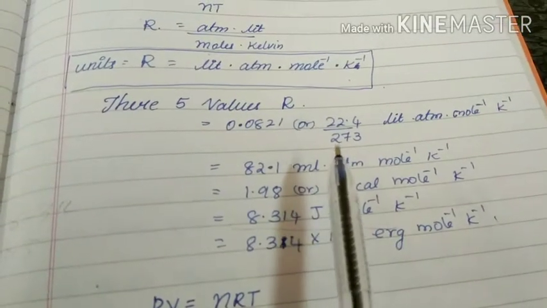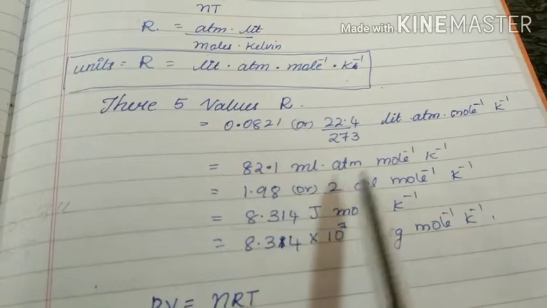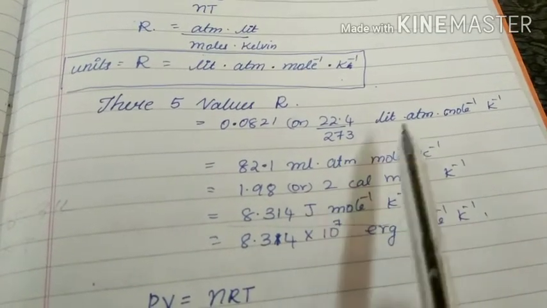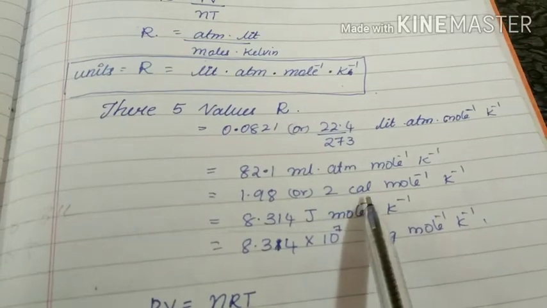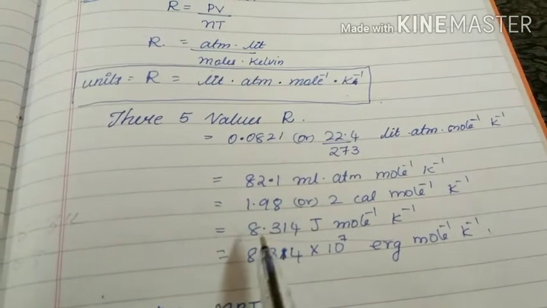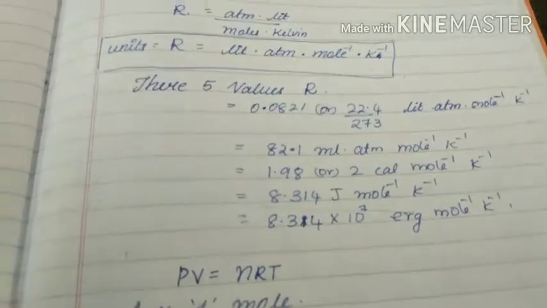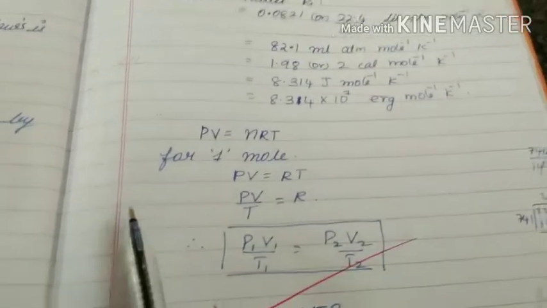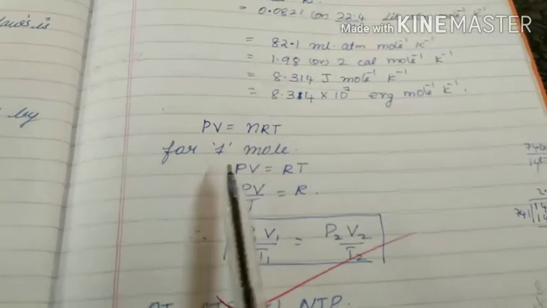Sometimes we may find the R value in milliliters or liters, calories, joules. For that purpose you have to remember all these values. This is about the values of R.